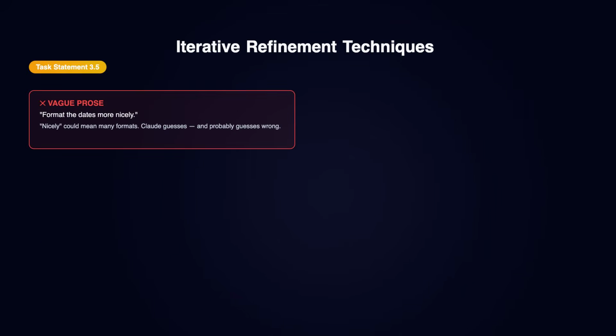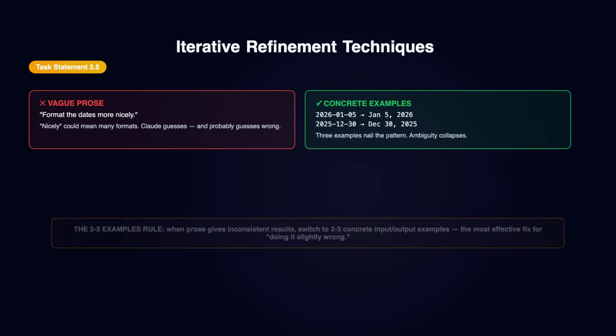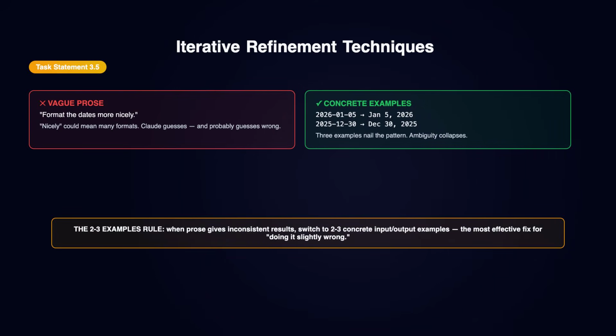Task Statement 3.5 is about getting consistently great results through iteration. The core insight: concrete examples beat vague prose descriptions every time. "Format the dates more nicely" forces Claude to guess what "nicely" means. Three input and output examples collapse the ambiguity completely. This is the 2 to 3 examples rule, the most effective fix for "Claude keeps doing it slightly wrong."